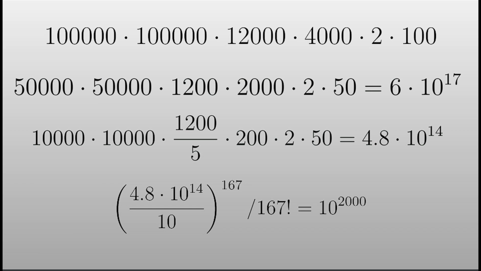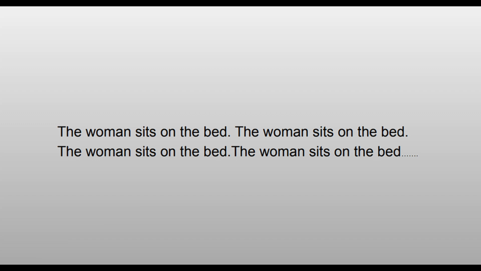There are still easy ways to improve the result. For example, if we adhere to all the above restrictions, the following would be a proper prompt: the woman sits on the bed. The woman sits on the bed. And so on. In other words, you want all subunits to be different. Ultimately, this one doesn't really alter the result too much, it only gives something around 10 to the power of 50 overcounted prompts, which is nothing compared to 10 to the power of 2000.